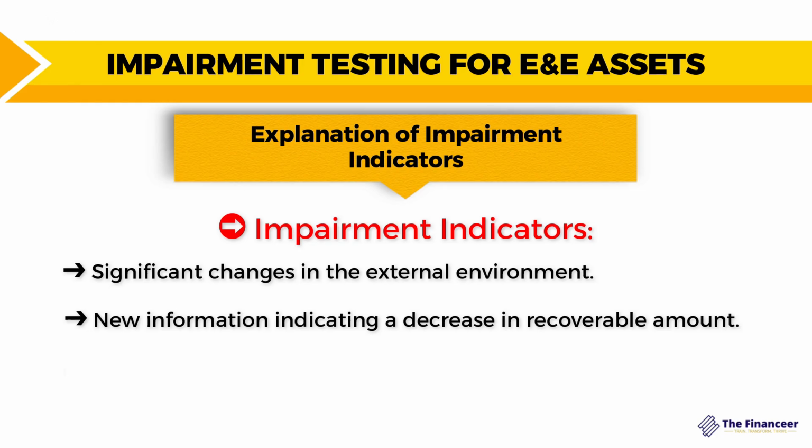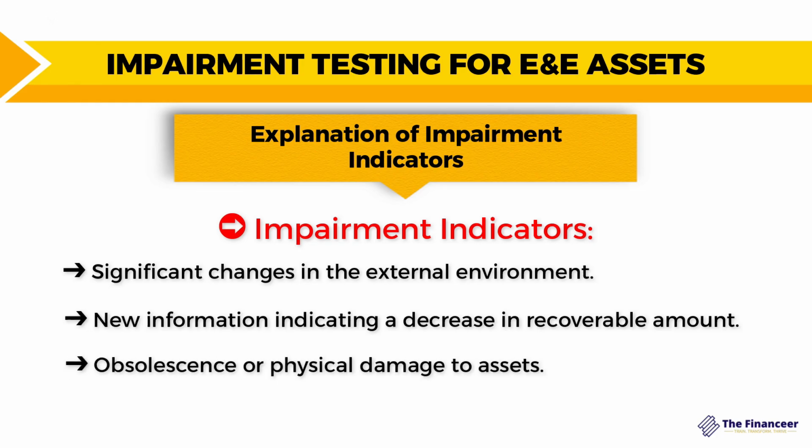The third indicator is related to the obsolescence or physical damage of the assets. And the final indicator is related to unsuccessful exploration activities. As you see, from these unsuccessful activities, you will not be able to recover the cost that you spend on the exploration and evaluation activities. So in this case, the cost that you spend is being impaired.